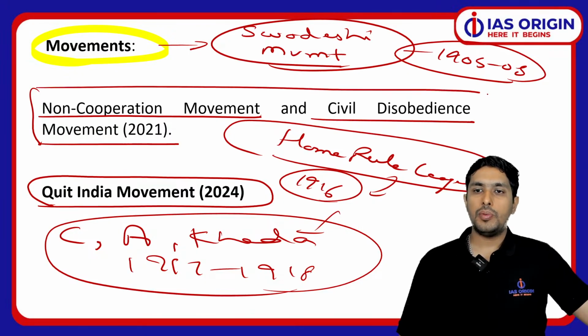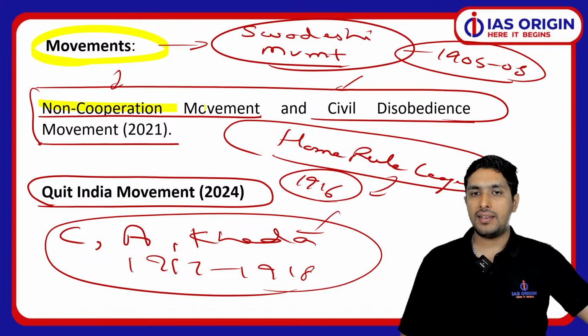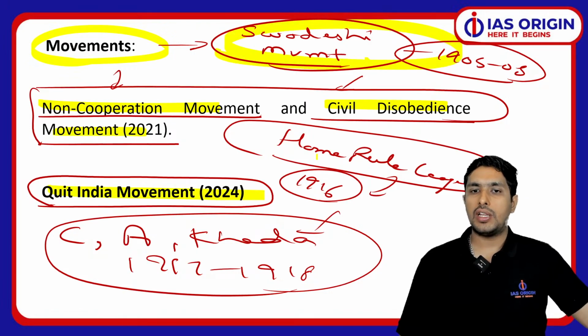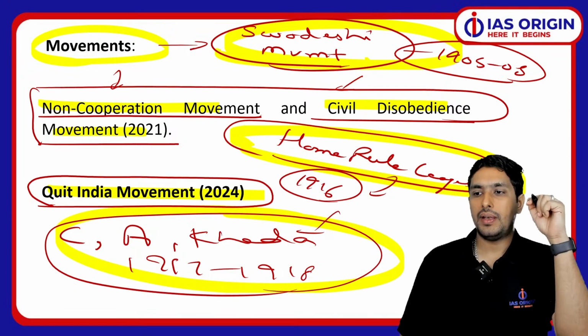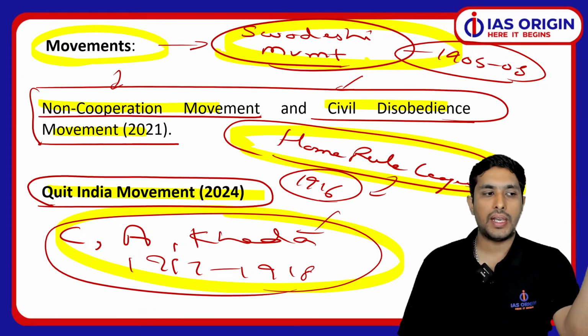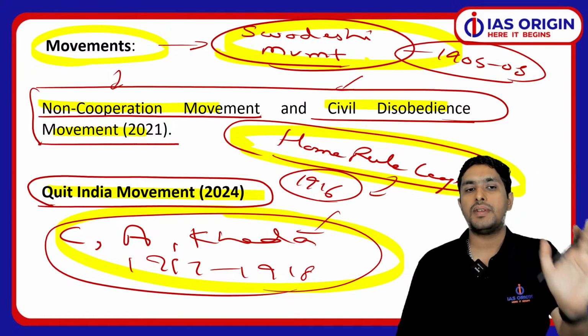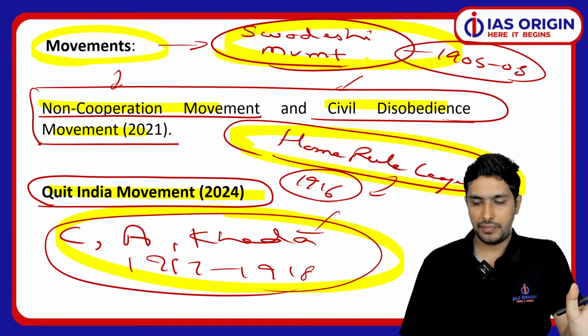When we talk about the movements, NCM, CDM and the Quit India movement are the most prominent ones which have been asked. So there's a high chance that they may not repeat this. They may ask you about the Swadeshi movement, or the Home Rule Leagues, or Champaran, Ahmedabad, Kheda. My idea is that we have to do predictive analysis: okay, this has been asked and this can be asked in future. As simple as that. Do you understand?